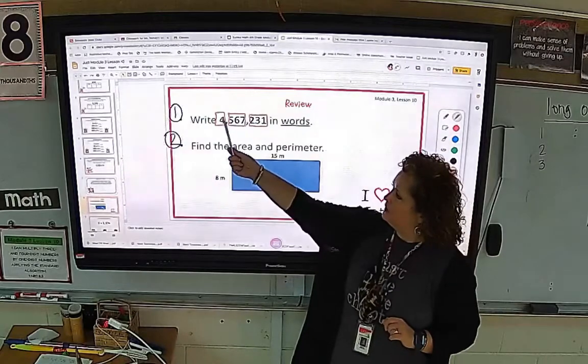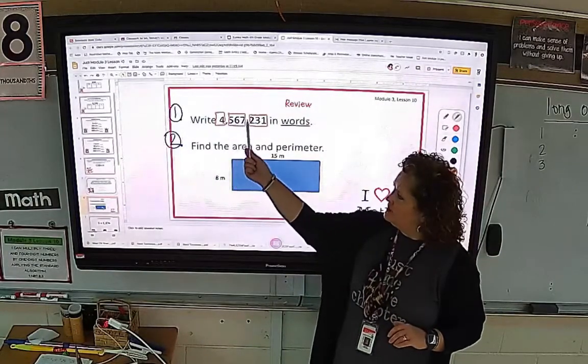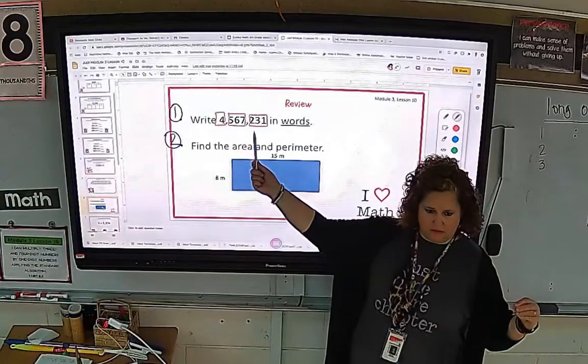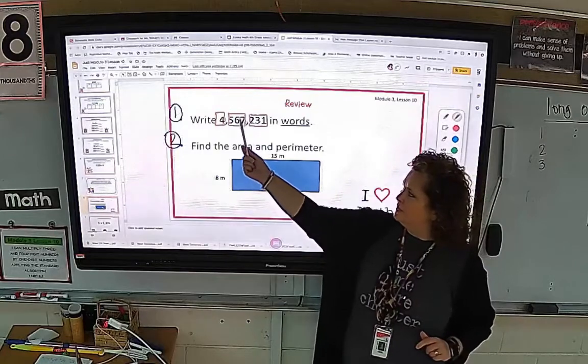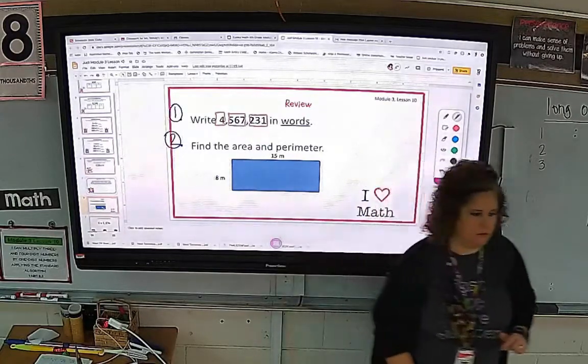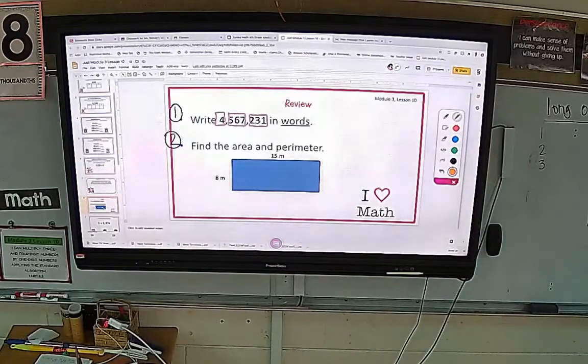Write the word 4. Write the word million. This is all together. 567,000. Okay? So the word thousand doesn't come until you've written that whole number. Those chunks have to kind of stay together.